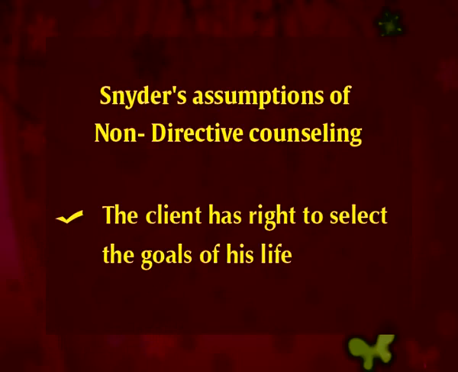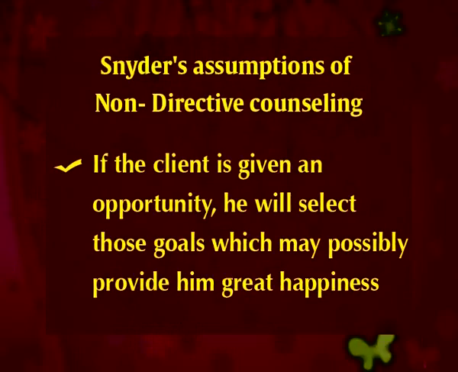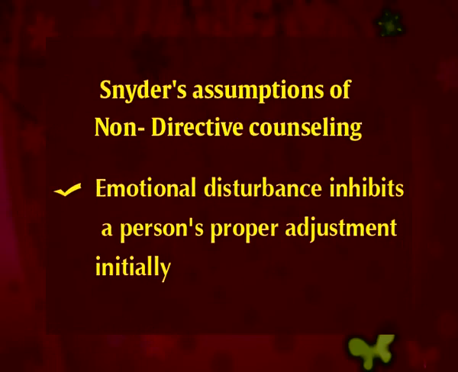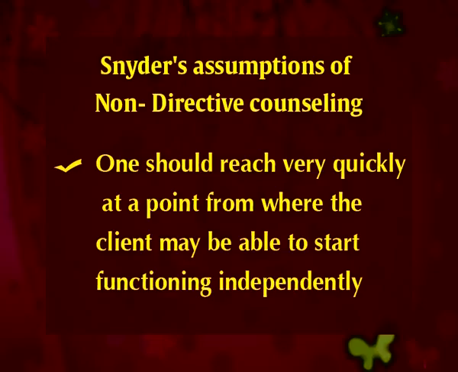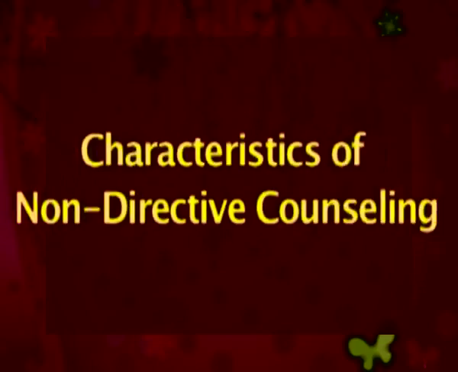Snyder has also mentioned the following assumptions of non-directive counseling. Number one, the client has a right to select the goals of his life. Number two, if the client is given an opportunity, he will select those goals which may possibly provide him great happiness. Number three, emotional disturbance inhibits a person's proper adjustment initially. Number four, in the counseling situation, one should reach very quickly a point from where the client may be able to start functioning independently.